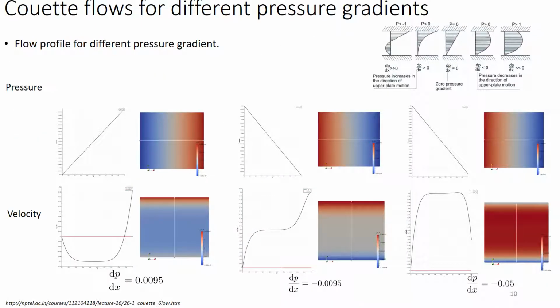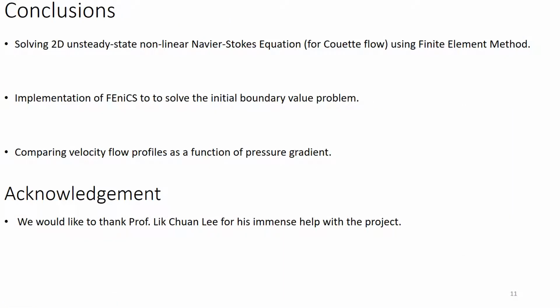Apart from that, we also test the flow profile for different pressure gradients across X, and these are the results. And therefore, in this problem, we solve the two-dimensional Navier-Stokes equation with FEniCS, and we also compare different velocity profiles for different pressure gradients. Thank you.